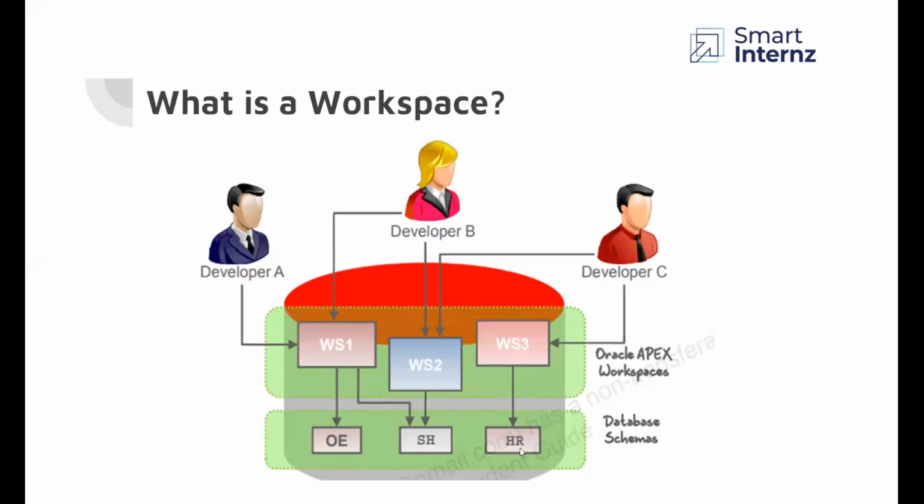He might be working on the HR schema. He will develop one application in workspace 3. The same developer will have access to workspace 2 also, wherein he can work on the SH schema also. He can develop the applications. One workspace can be assigned to many schemas. One workspace can be assigned to multiple developers. One developer can be assigned to multiple workspaces. In all the ways, if you see, it is a one-to-many relationship.